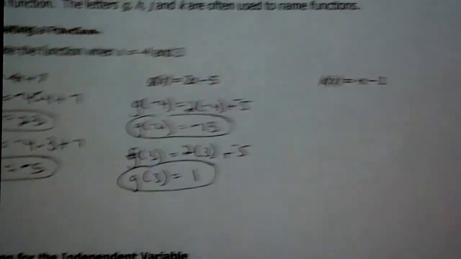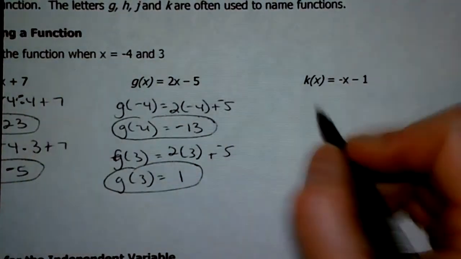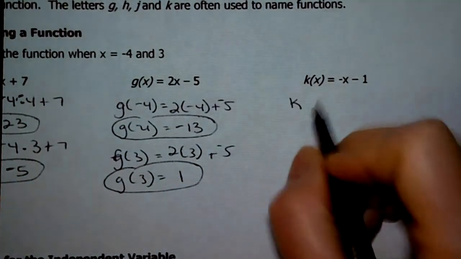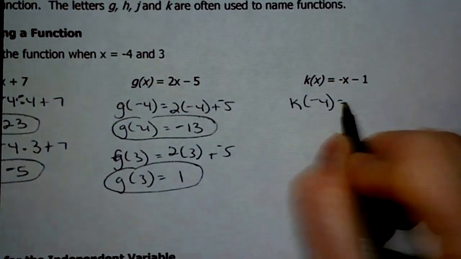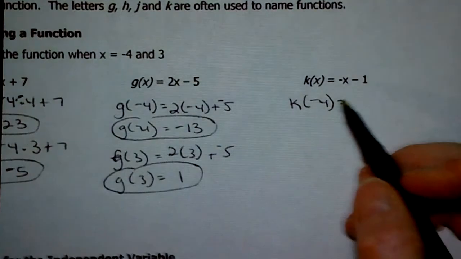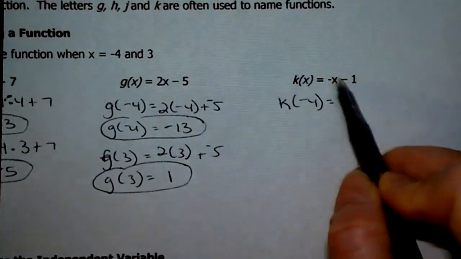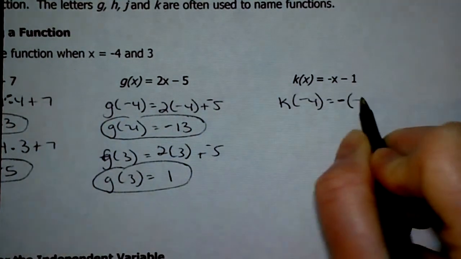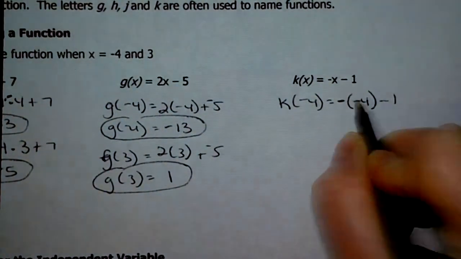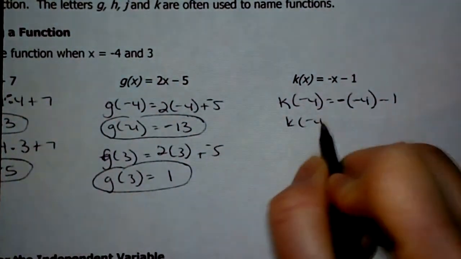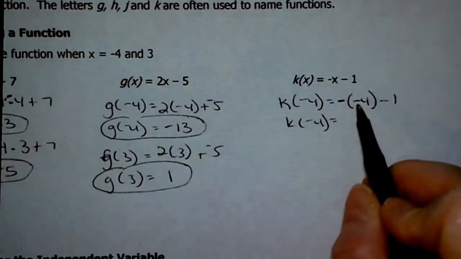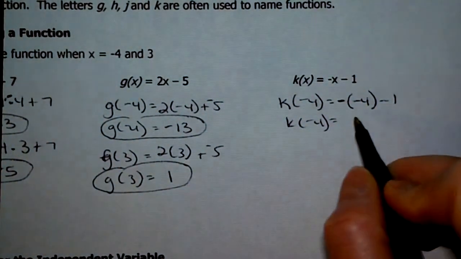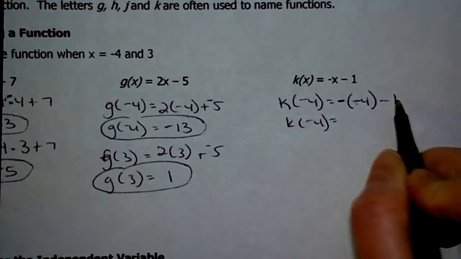Let's try one more, just in case you haven't had enough. All right, so k of x. So k of -4. Now this one's a little bit trickier. This says -x. This means the opposite of what x is, minus 1. What's the opposite of a -4? Yeah, it's a 4. So 4 minus 1 is 3.